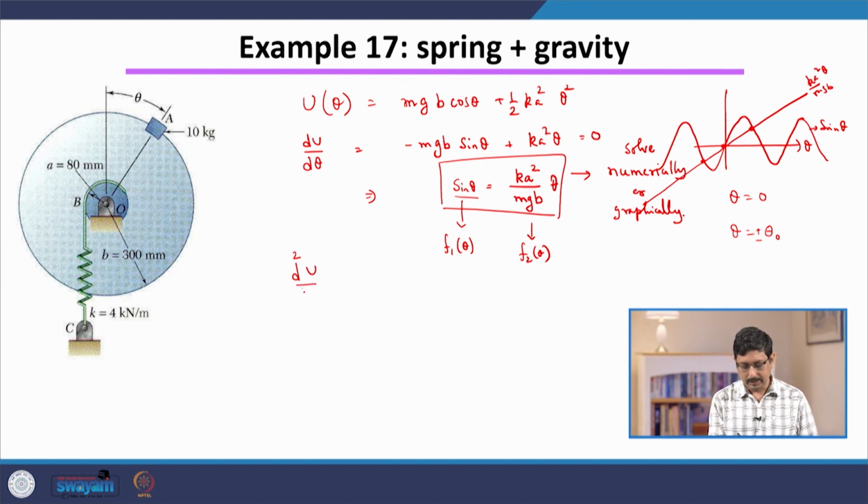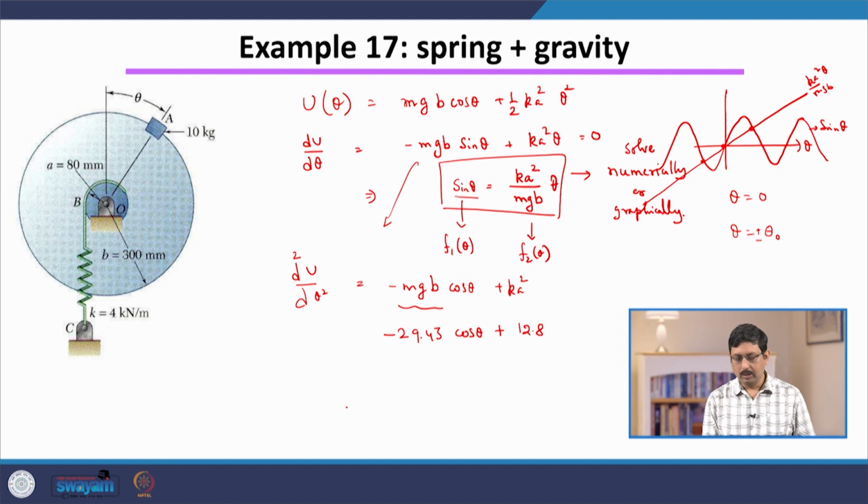Now, let us calculate the second derivative. The second derivative from this equation is minus mg b cos theta plus k a square. Now, from the given values, if I plug them in, we get minus 29.43 cos theta plus 12.8. If I take theta equal to 0, it is easy to check that this is negative, which means this is an unstable solution.